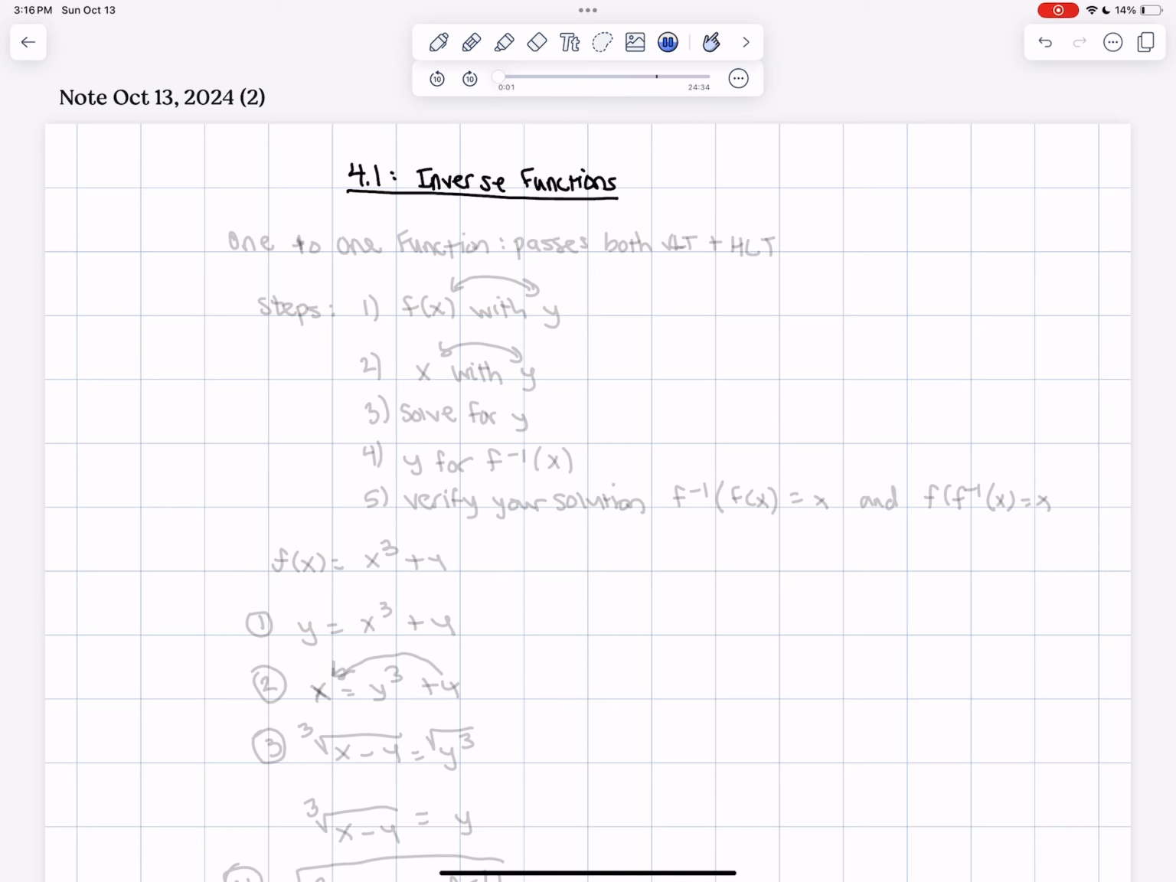So this is another video for Math 106, and we're going to do 4.1, but first we're going to do inverse functions. So what does inverse function mean? We're going to use a certain process of steps to define the equation. So the steps that we use, and it's always in a one-to-one function.